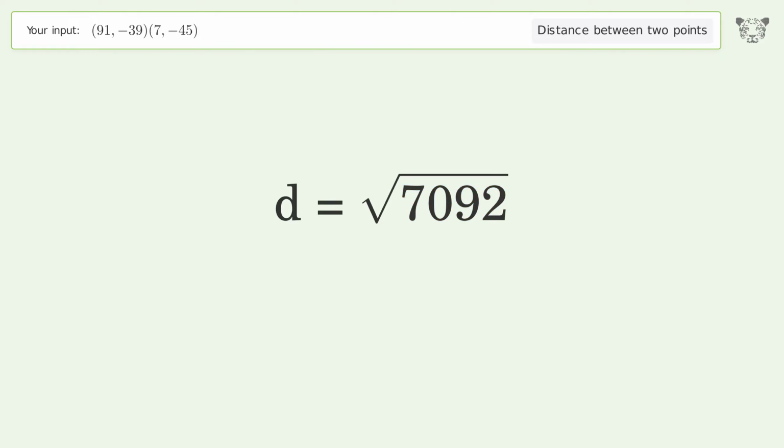And so the distance between the 2 points is the square root of 7,092, or 84.214.